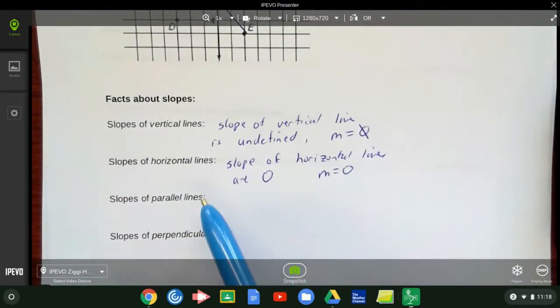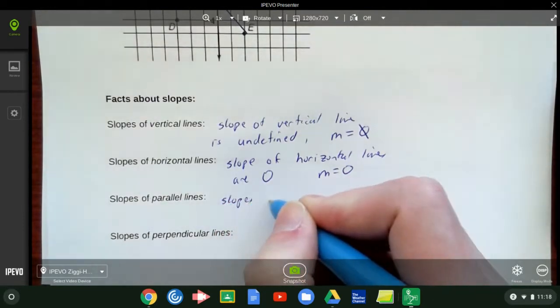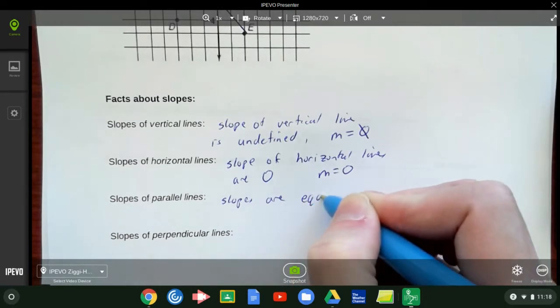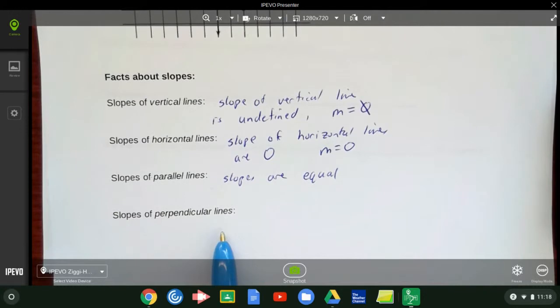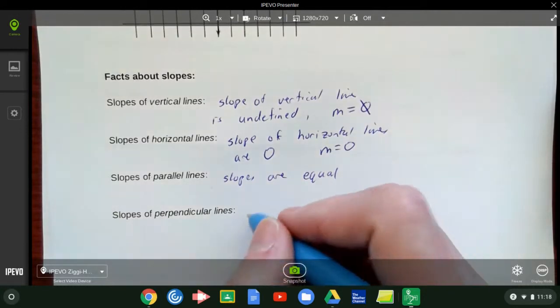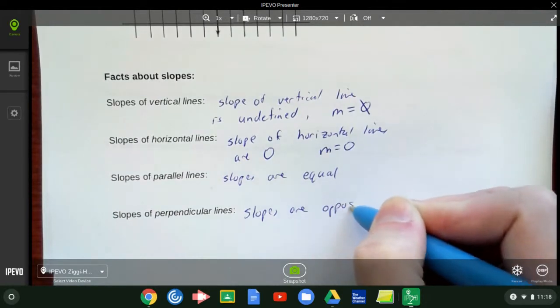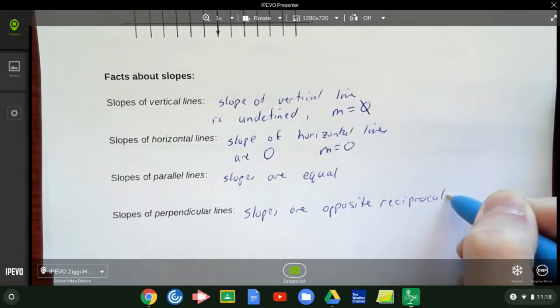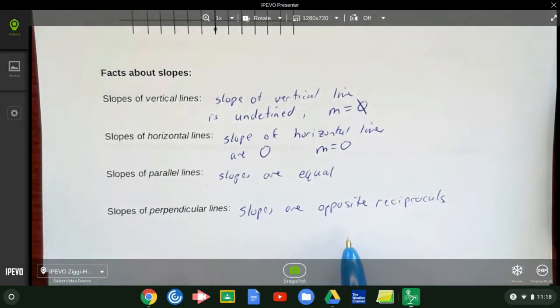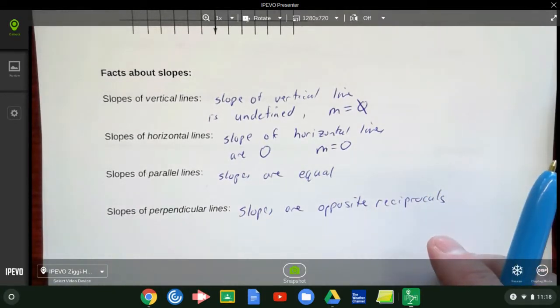Okay? Parallel lines. Tell me what you know about slopes of parallel lines. Good. Hopefully you said slopes are equal or congruent. Okay? Parallel lines have the same slope. What about perpendicular lines? Okay, slopes are opposite reciprocals. Okay, and we talked a lot about that in our circles unit as well. So that's basically, in a nutshell, what we're going to need to know about slopes.